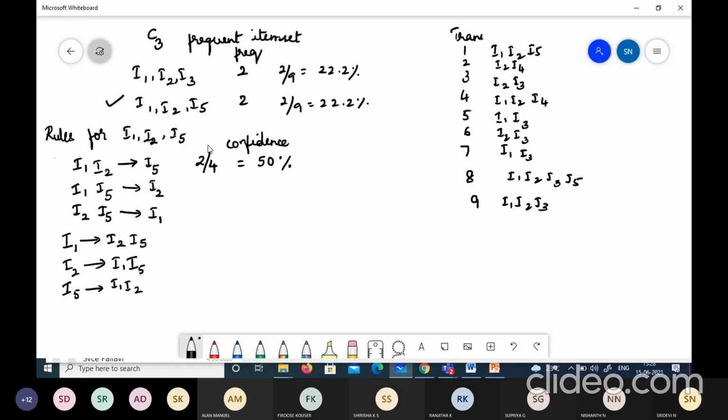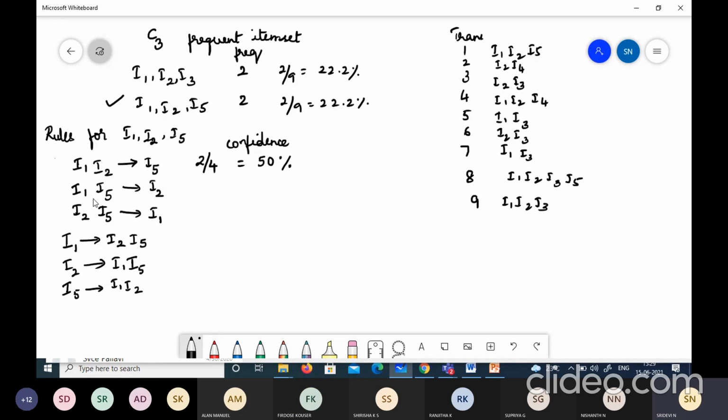No response at all. Yes, ma'am. You got it? How we did this? It's nothing but I1, I2, I5 frequency, which is 2, that is the support value. So frequency 2 divided by I1, I2. I1, I2 in C2 you can get that, it is 4. So 2 by 4 is 50%.